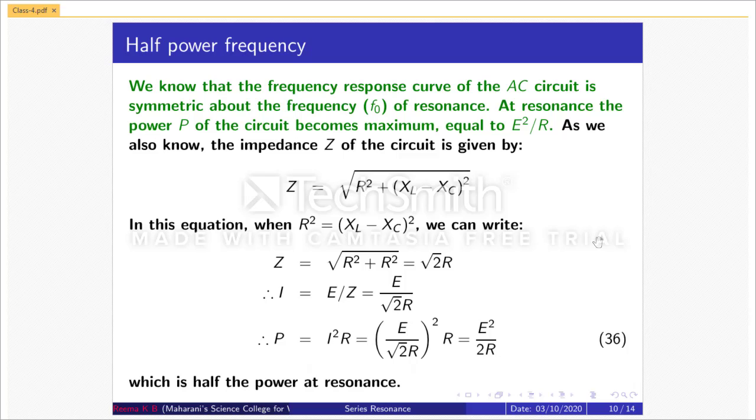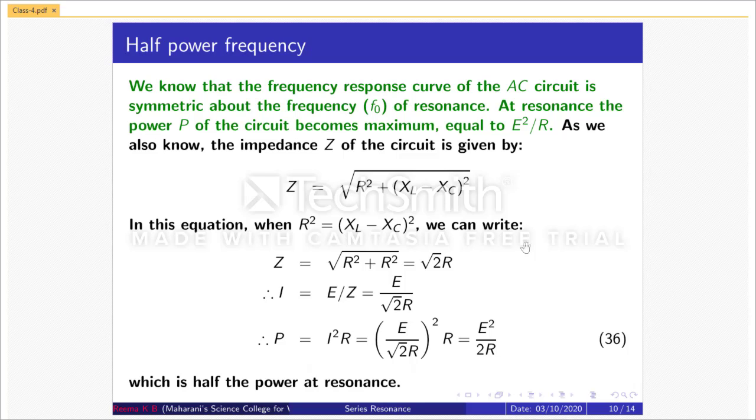As we also know, the impedance Z of the circuit is given by Z equals square root of R square plus (XL minus XC) square. In this equation, when R square is equal to (XL minus XC) square, we can write Z equals square root of R square plus R square. Therefore, Z is equal to square root of 2 into R.